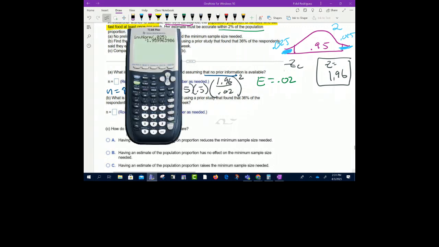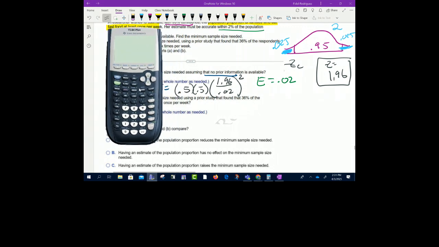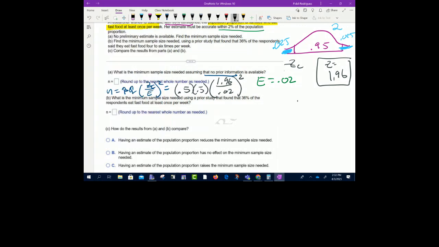Okay, so let's see what we get. We're going to go 0.5 times 0.5 times, let me do this part at least in parentheses, 1.96 divided by 0.02. Let's close that off. Let's square it. Let's see what we end up with. 2401. Nice and pretty. So I'm going to write it here in big letters so we can see it.